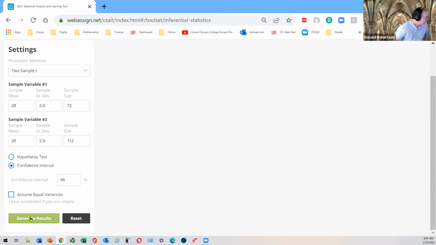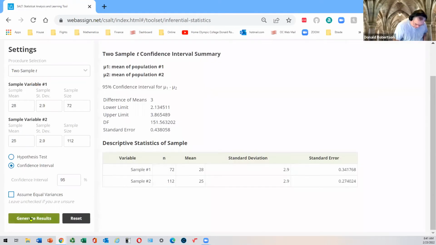That's now going to generate results. And there's lots of things there, but the ones we are interested in are the lower and the upper. So I'm rounding these off to 1 decimal place. So it's 2.1 to 3.9.